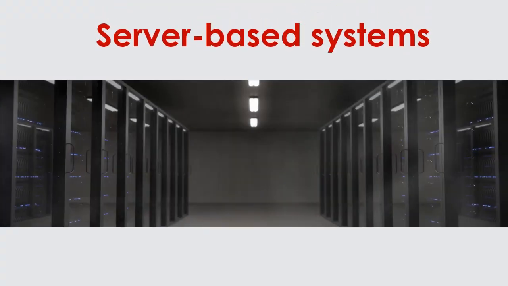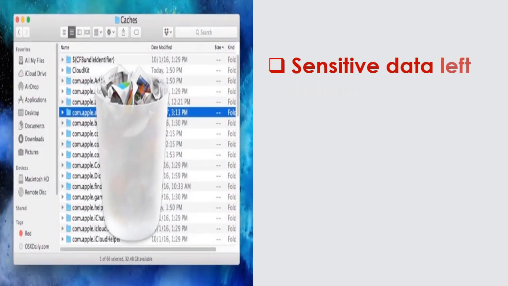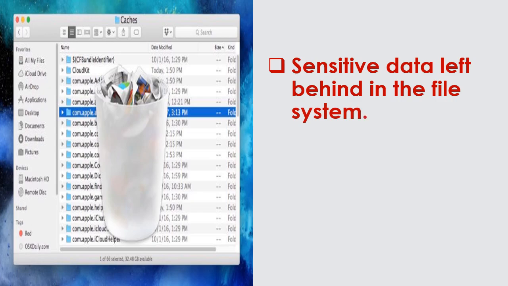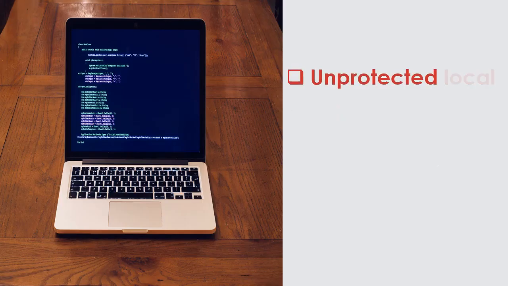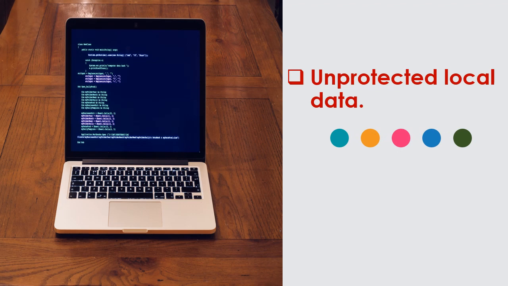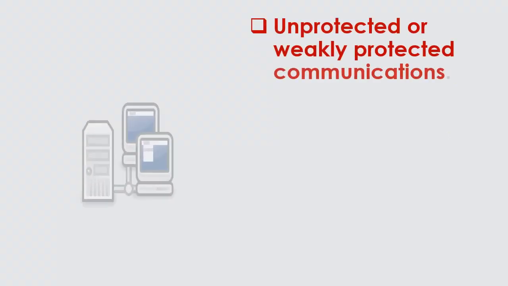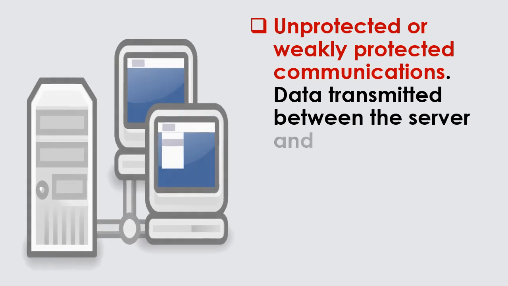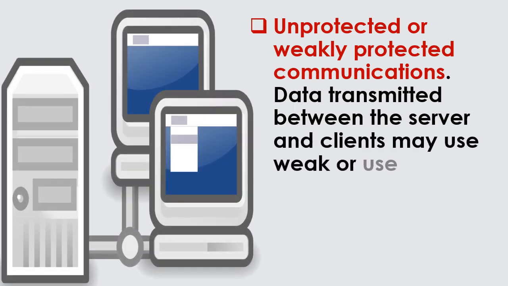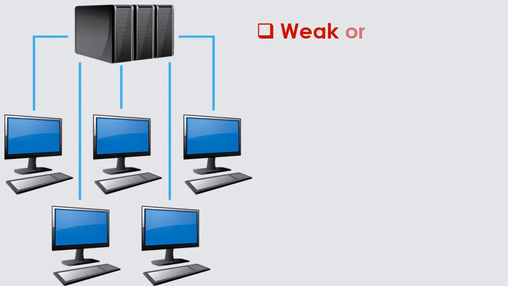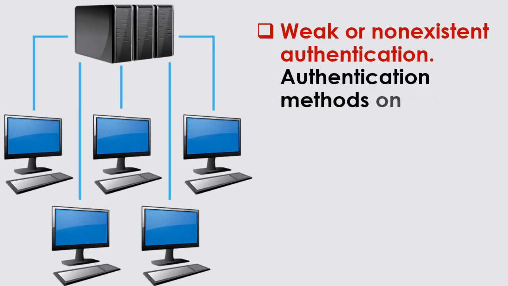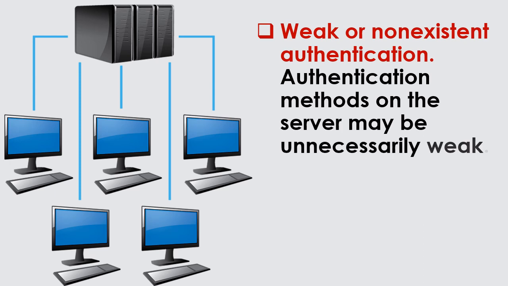Server-based systems. Sensitive data left behind in the file system. Unprotected local data. Unprotected or weakly protected communications. Data transmitted between the server and clients may use weak encryption or use no encryption. Weak or non-existent authentication. Authentication methods on the server may be unnecessarily weak.